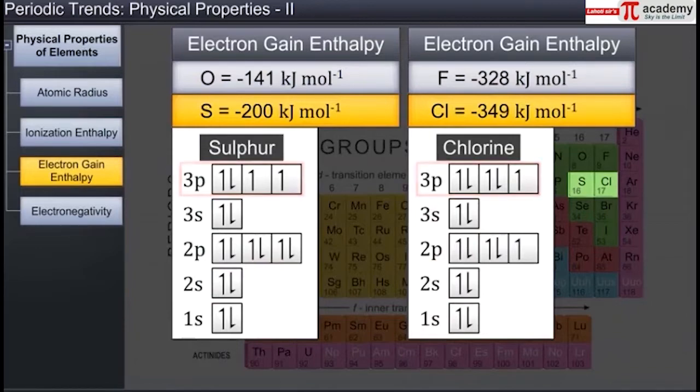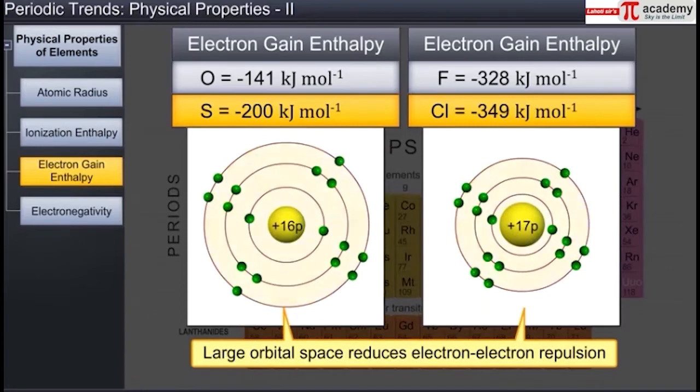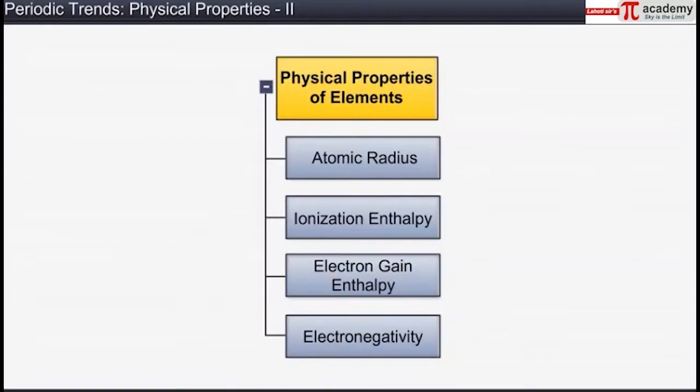However, for the subsequent elements, sulfur and chlorine, the electron gets added to n equal to 3 quantum level. At this quantum level, there is larger space available, which reduces the electron-electron repulsion, thereby making the addition of the new electron easier. Another physical property of elements in the periodic table, usually confused with electron gain enthalpy, is electronegativity.